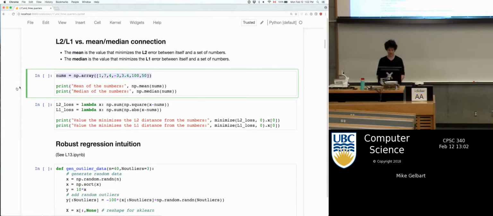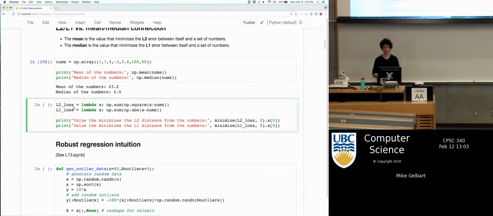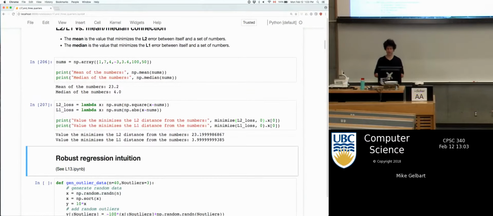So look at this. What's up with the cursor? Whatever. Okay, so I create a bunch of numbers. I just pick them pretty much arbitrarily. And then I can compute their mean and median. And then I'll define functions for the L1 loss and L2 loss, and I'll use the minimizer built into SciPy to minimize those losses with respect to the difference from the numbers, and 0 will just be my starting guess. And I print those out, and you see I pretty much get the same things, 23.2 and 4.